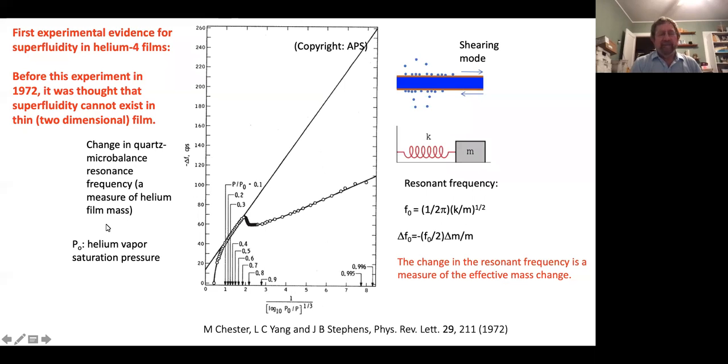But this means that this thin two-dimensional film of helium-4 undergoes a phase transition. But there was this rigorous theorem which said that there's no long range order in a system with a continuous symmetry in two dimensions, and combine that with Lev Landau's statement, then there should be no phase transition.